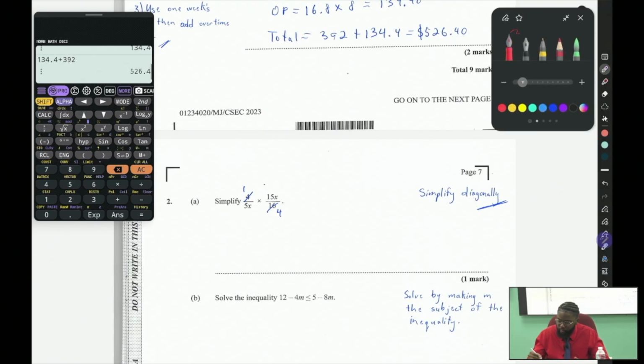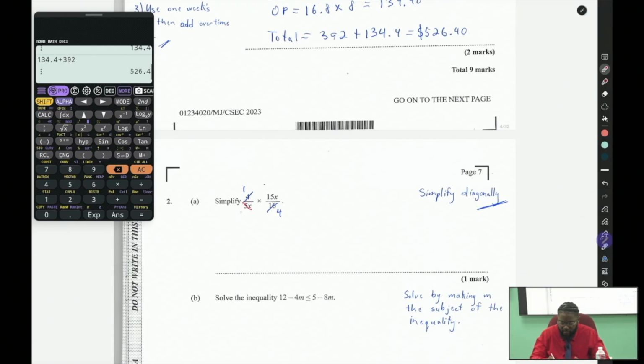So dividing by 5 would have 5 into 5x, which will leave us with x, and 5 into 15x will leave us with 3x. So then we will have this 1 over x multiplied by 3x over 4. And just like normal fractions, we would multiply numerator by numerator, denominator by denominator. So we'll end up with 3x over 4x. All right? And that is simplified.